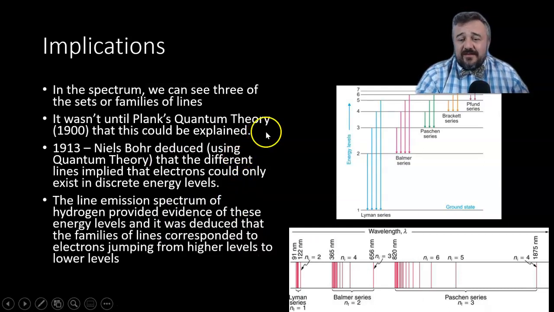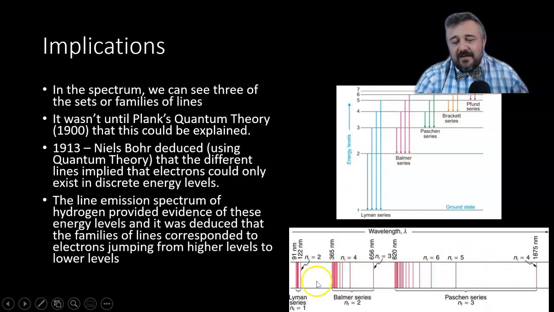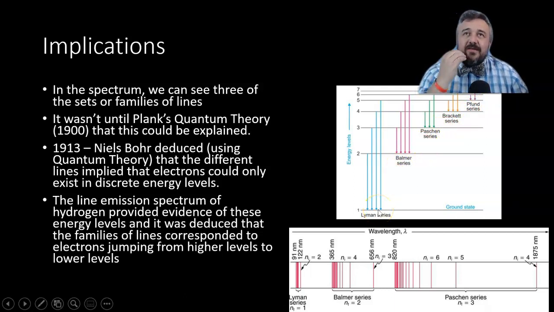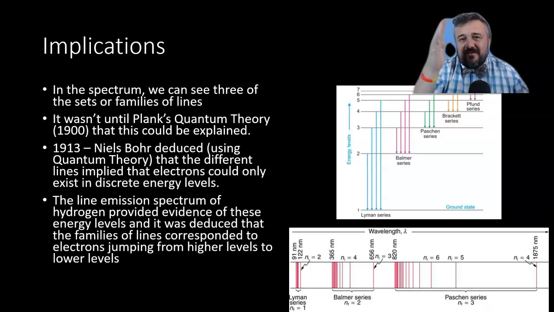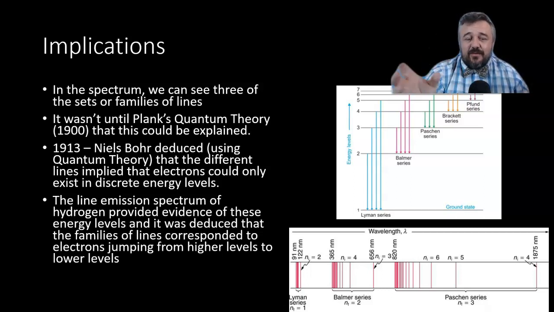First off, in the one that we have here, we can see 3 sets, but if we look up here, we can see all of them. We can see 3 sets or families here, but these are all of the families: the Pfund, Brackett, Paschen, Balmer, and Lyman. These were discovered before Planck's quantum theory, but after that is when we could start to explain them. And in 1913, Niels Bohr worked out using quantum theory that because there were different discrete lines, electrons could only exist at those levels, and couldn't exist in between. So that's why that's important.